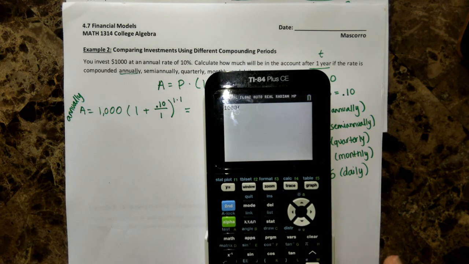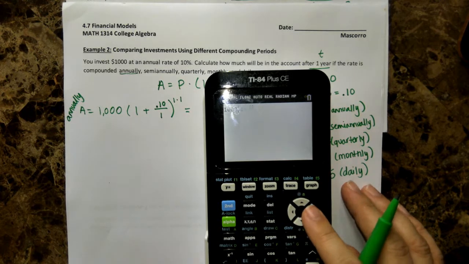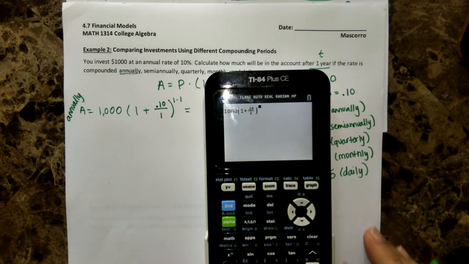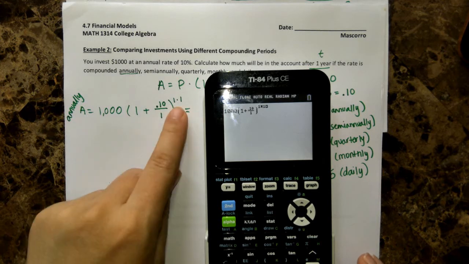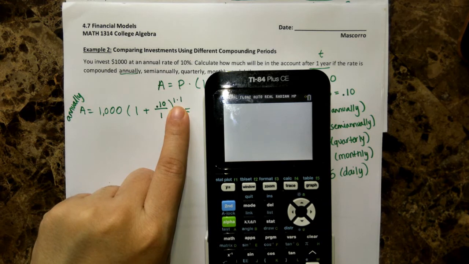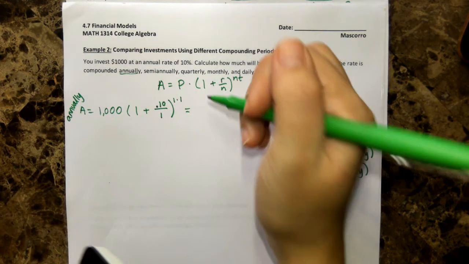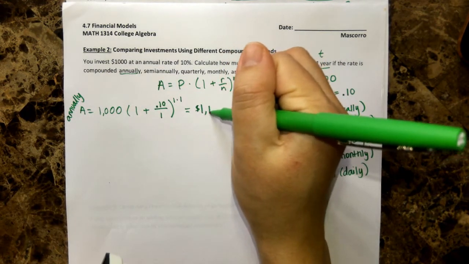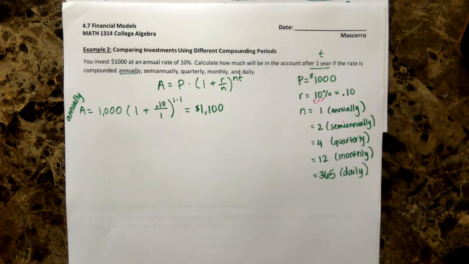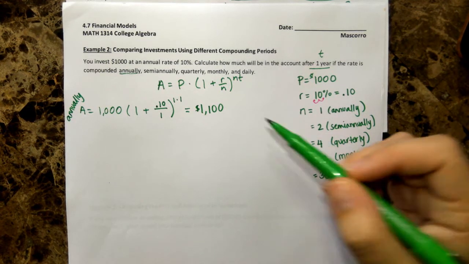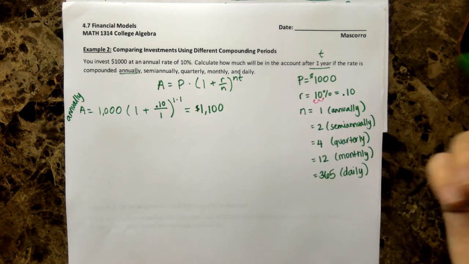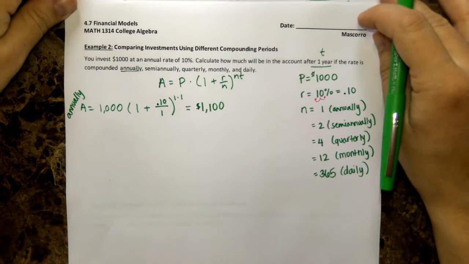$1,000 times 1 plus 0.10 divided by 1, close the parentheses. I'm going to raise it to the 1 times 1 power. Make sure that the 1 and times 1 are both in the exponent area. And I got $1,100. This is how much is going to be in the account after 1 year of your investment, if you don't add any money or take out any money. So you'll make $100 just by having your money sitting in the account.